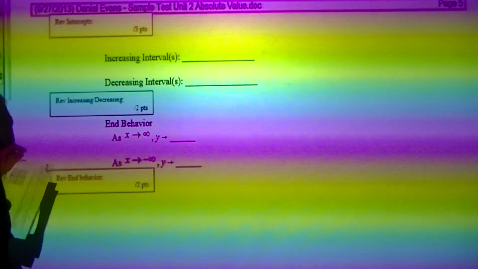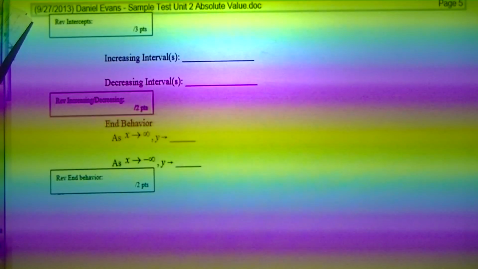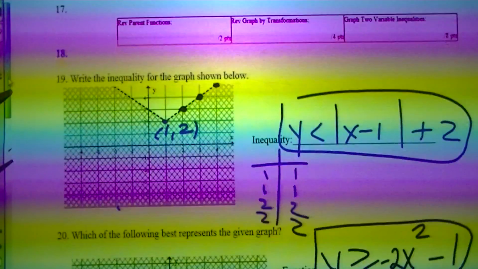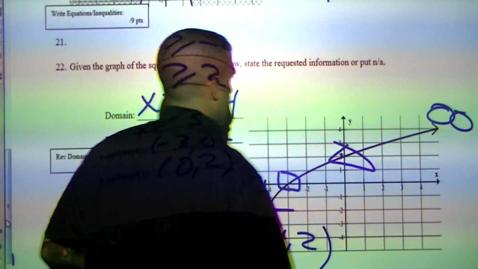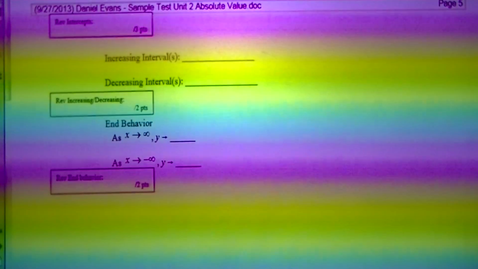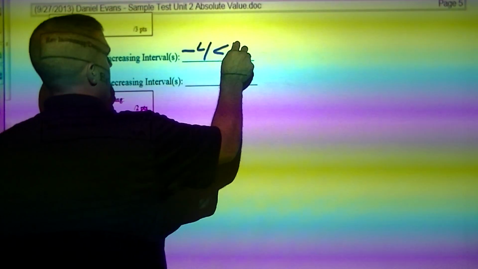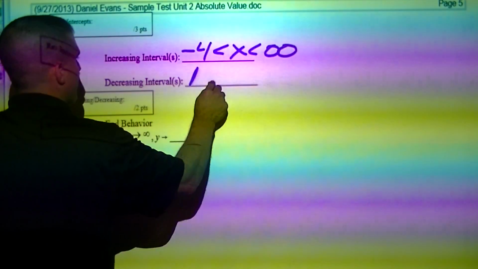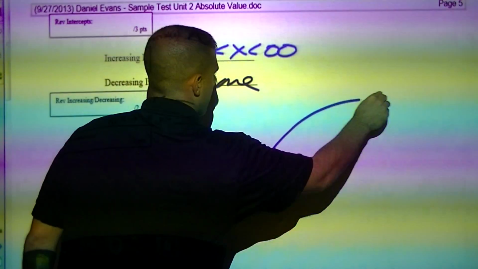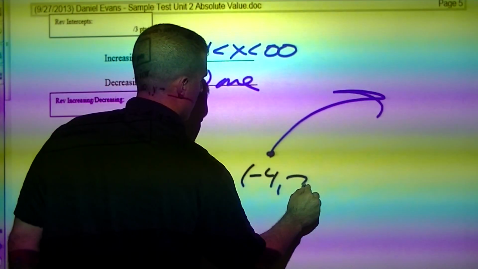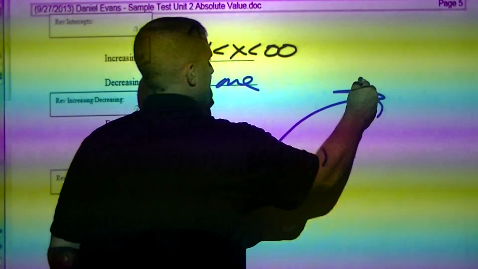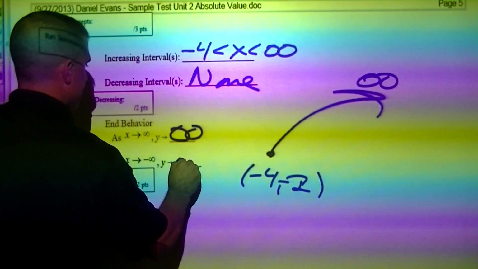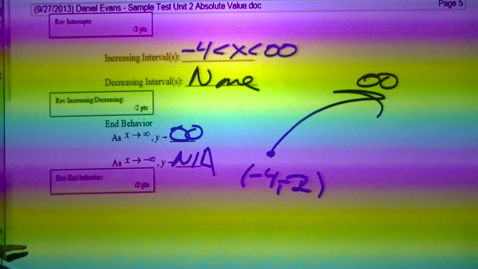Some more increasing, decreasing interval stuff. Looking back at this previous picture, this is a positive infinity. So from negative 4 to positive infinity, I'm increasing. I've got no decreasing. So here's what my graph looked like. As x approached infinity, which is here, it was going up. And the decreasing is not applicable because I do not have a negative infinity. And I think that's the end of the sample test.